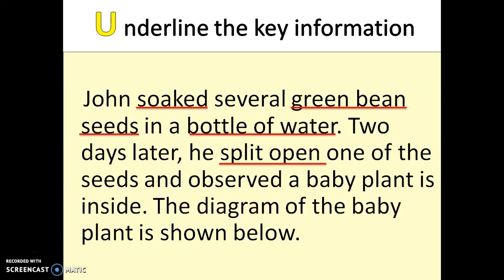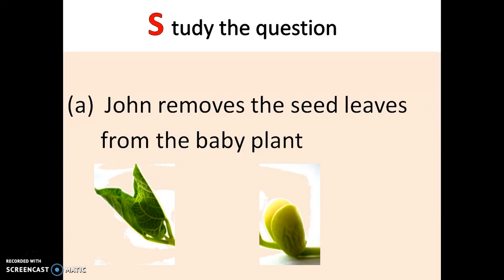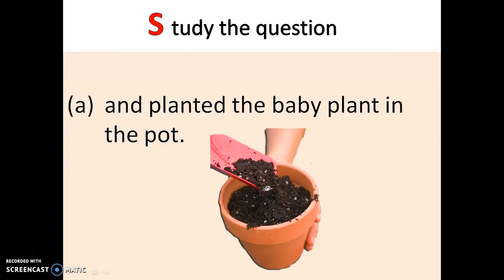Next, what happened to the green bean? It has been split open, and inside this one of the seeds, it has a baby plant. It mentioned John removed the seed leaves from the baby plant. So what does it mean by removing the seed leaf from the baby plant? As you can see, the seed leaf leaves the baby plant, right? And planted the baby plant in the pot.